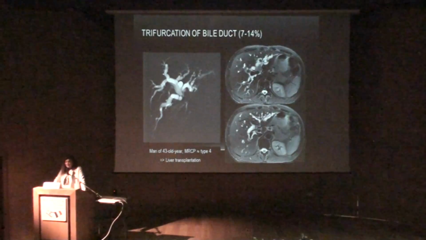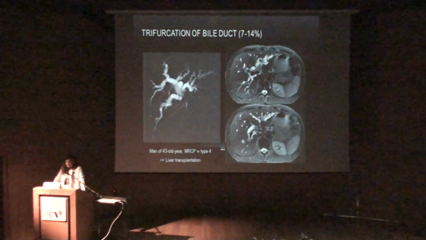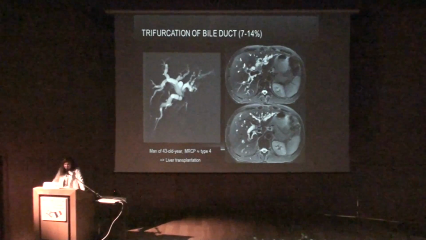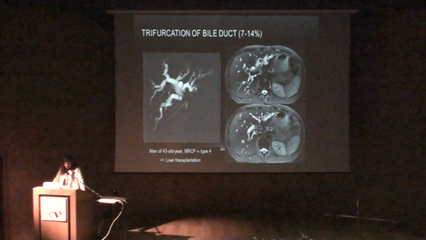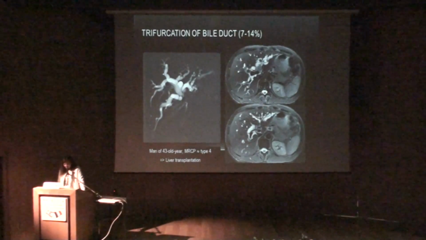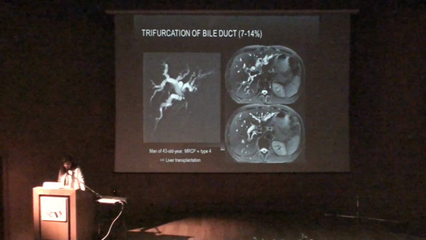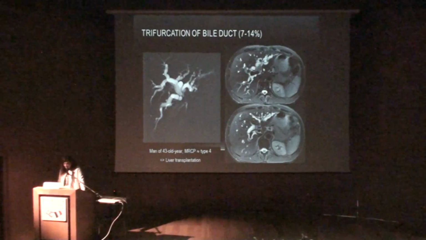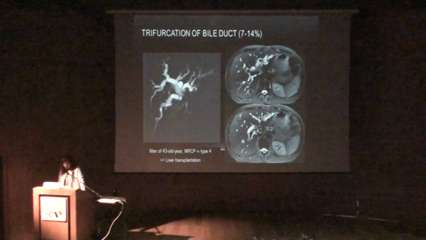What is very tricky is to pay attention to bile duct variation, because sometimes that may contraindicate the surgery. For example, in this patient, you see there is a diffuse bile duct dilatation, and you can see here the lesion on T2 weighted imaging here and here.